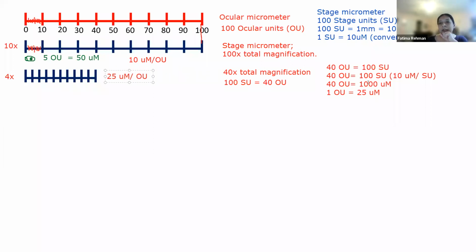Okay. So here's a great quiz question. Same cell. Remember that cell we looked at under the 10x objective lens? We are now looking at it under the 4x objective lens. How many ocular units is that cell going to be under the 4x objective lens? What will be its physical length when I'm looking at it in ocular units?